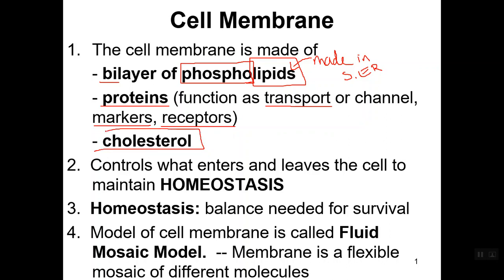Cholesterol, which is a lipid steroid, is also in the cell membrane, and that helps to keep the membrane fluid. Fluid just means that because it's a bulky molecule, it's going to prevent the membrane from getting stiff. So it's going to keep things moving, allow things to move through a little bit, and prevent the lipids from getting all tangled up in each other.